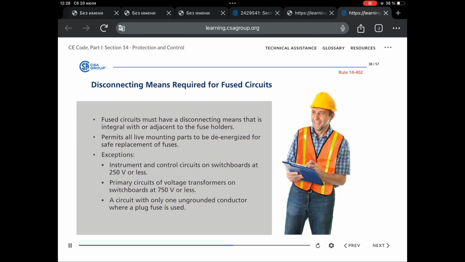Switchboards can contain fuses protecting instruments, control circuits, or voltage transformers. Because these fuses are enclosed within the switchboard and accessible only to authorized personnel, disconnecting means ahead of the fuses are frequently omitted. Plug fuses and their fuse holders are designed so that the fuse may be safely replaced while the circuit is live.